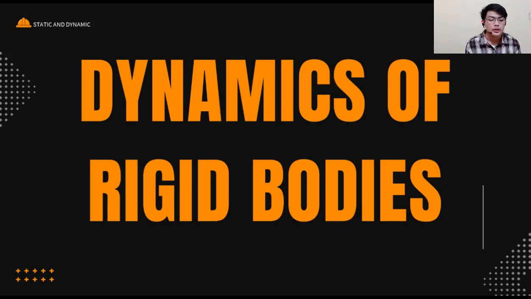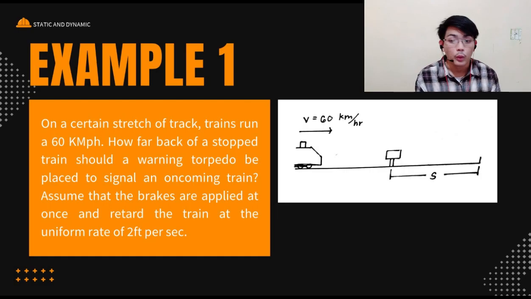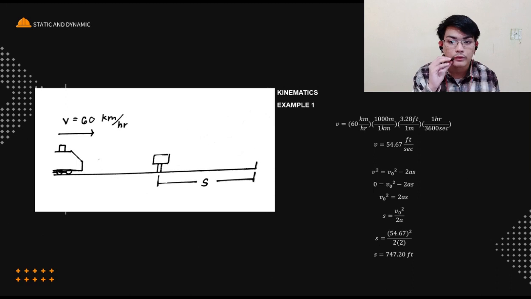Then following up the methods of sections, now we have dynamics of rigid bodies. So to explain, we have our example 1. On a certain stretch of track, trains run at 60 km per hour. How far back of a stop train should a warning torpedo be placed to signal an oncoming train? Assume that the brakes are applied at once and retard the train at the uniform rate of 2 feet per second. So now we are looking for the distance of how far our warning torpedo should be placed to signal the upcoming train. So to solve this equation, our first move would be to convert our velocity.